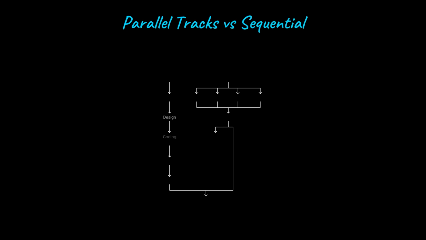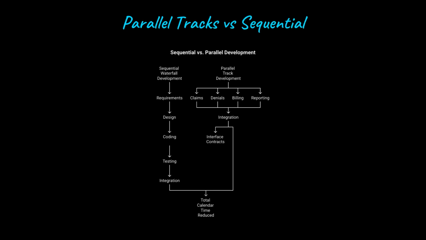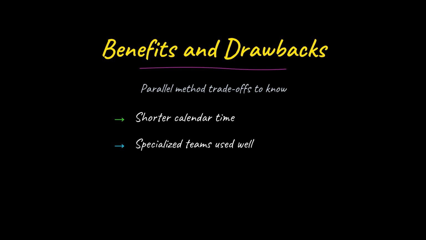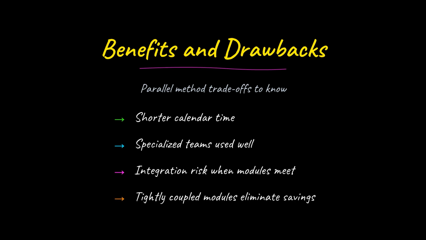The calendar time savings come from a simple principle. The project finishes when the longest track finishes, not when all track durations are added together. This compression only works when modules have well-defined interface contracts, so teams can develop independently without constant coordination. The gains are real but conditional. Shorter delivery windows and better use of specialized skills are genuine advantages. However, when modules are tightly coupled or interface assumptions conflict at integration, the time savings evaporate and new defects surface.